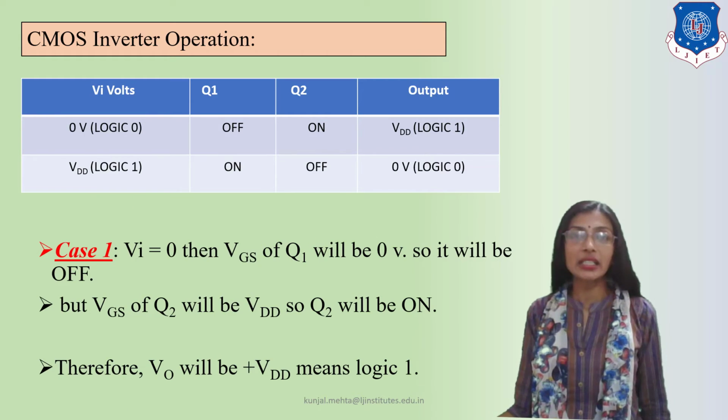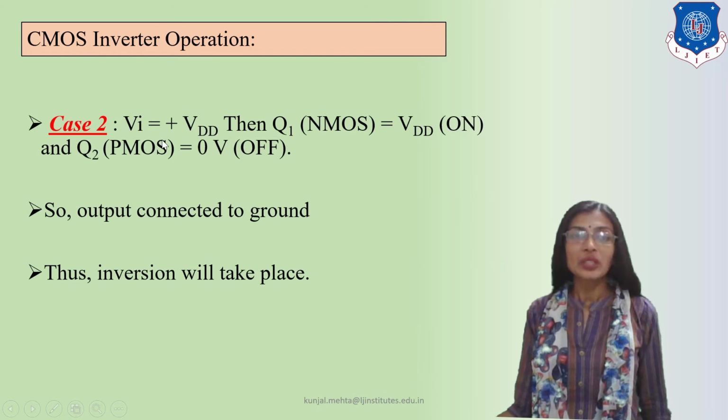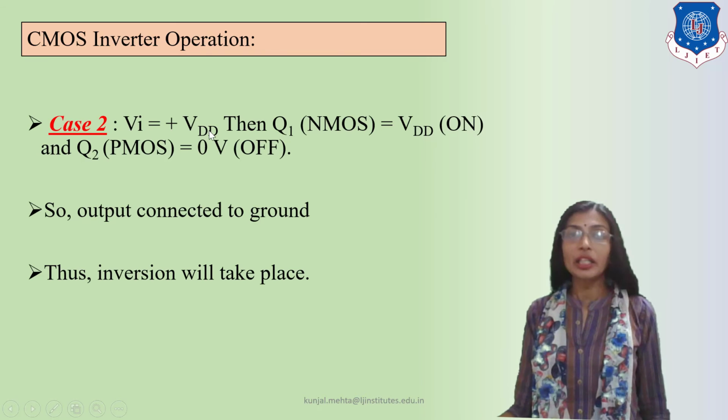So let us discuss case number 2. In case 2, Vi equal to plus VDD. So we are considering that the input is high. If the input is high, then Q1, the NMOS transistor, is at VDD high, it is on, forward biased, and Q2 is off, so the output is 0. So the output is connected to the ground and finally inversion will take place.